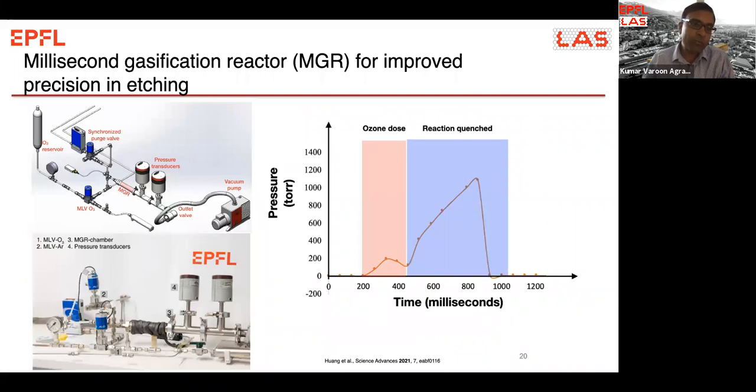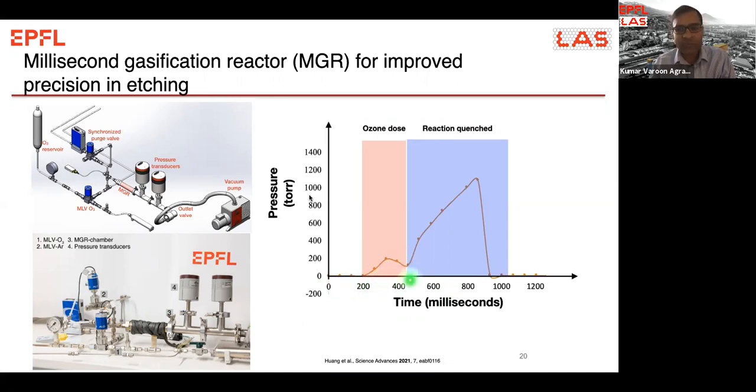For this, our group built this millisecond gasification reactor. Ultimately, you place your sample in this heated zone, and you have 2 ALD valves which are synchronized, one for introducing ozone and the other for purging out the ozone. The whole experiment happens initially under vacuum, so that you can do this in a uniform way.